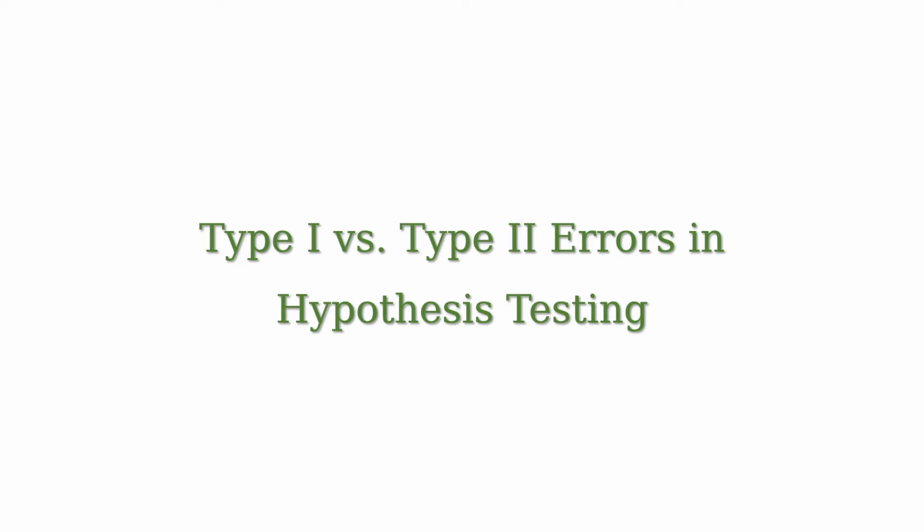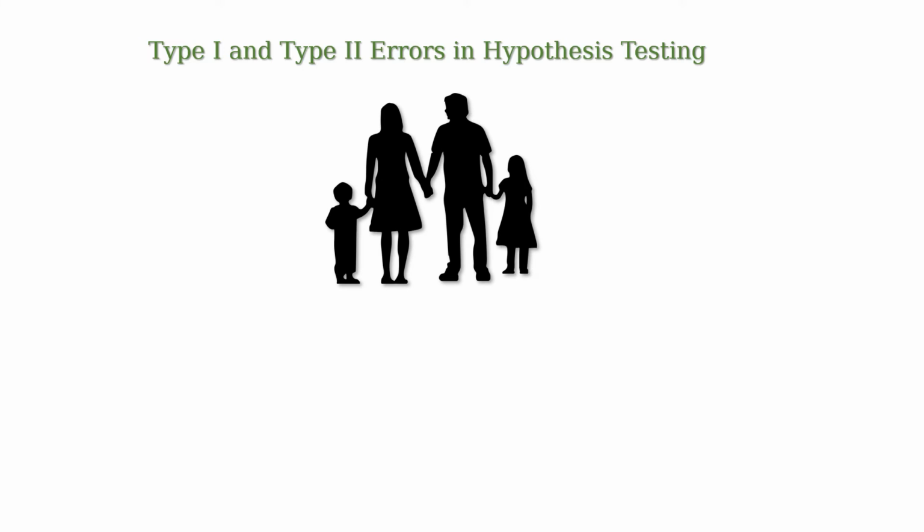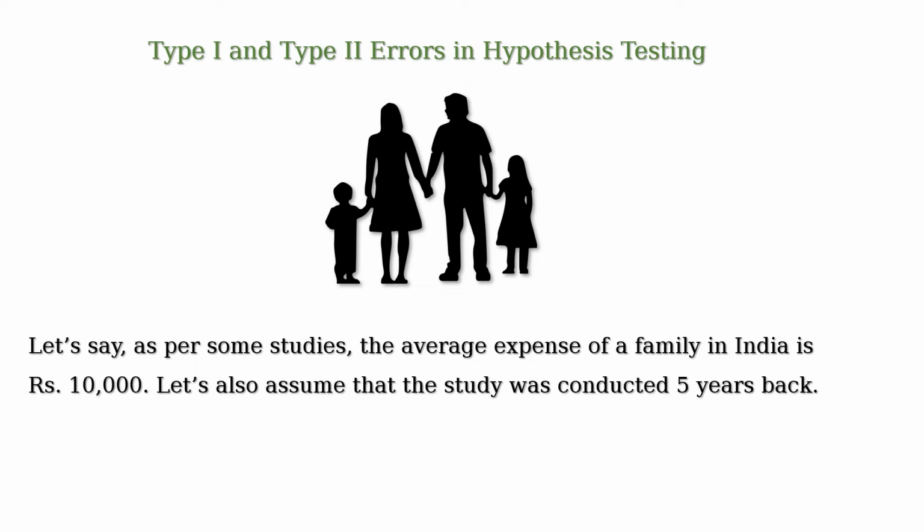What are type 1 and type 2 errors in hypothesis testing? In this video, we will try to understand that. Let's say, as per some studies, the average expense of a family in India is rupees 10,000.